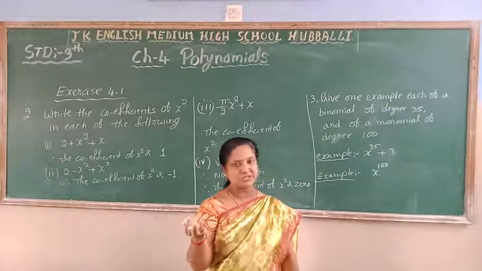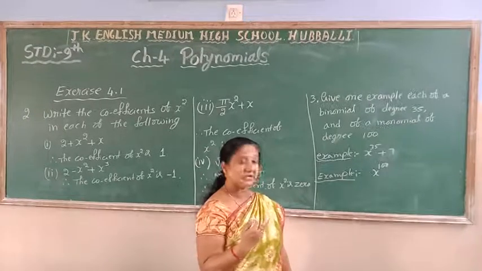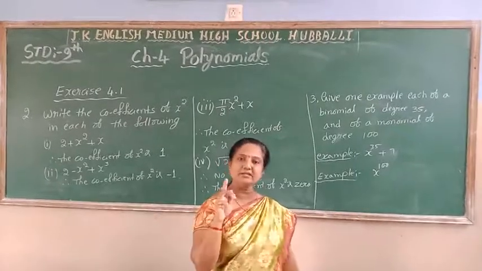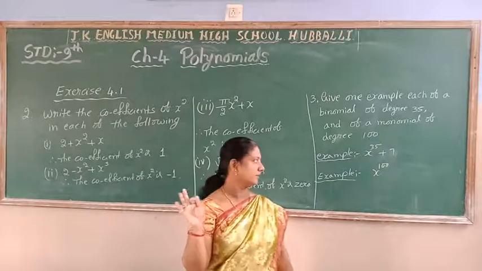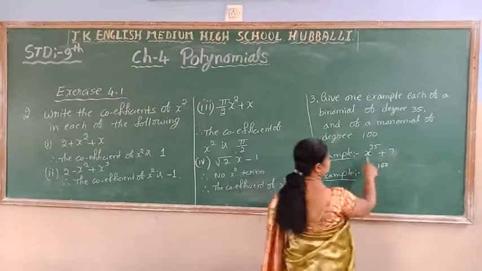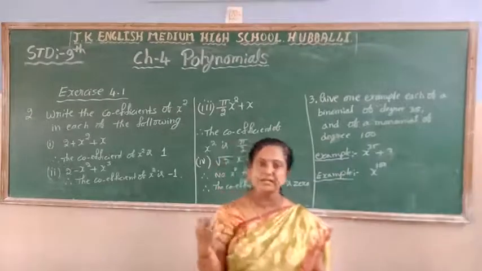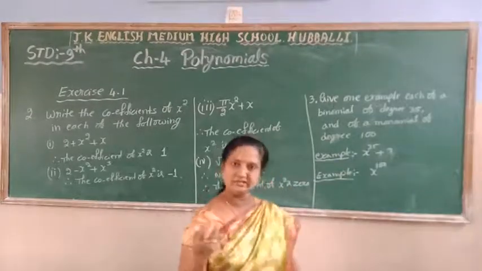For the monomial of degree 100, any variable you can use, but the value of power should be 100. You can use any numerical coefficient here or here. So if you want, you can use it. It becomes a monomial of degree 100 only and a binomial of degree 35 only.